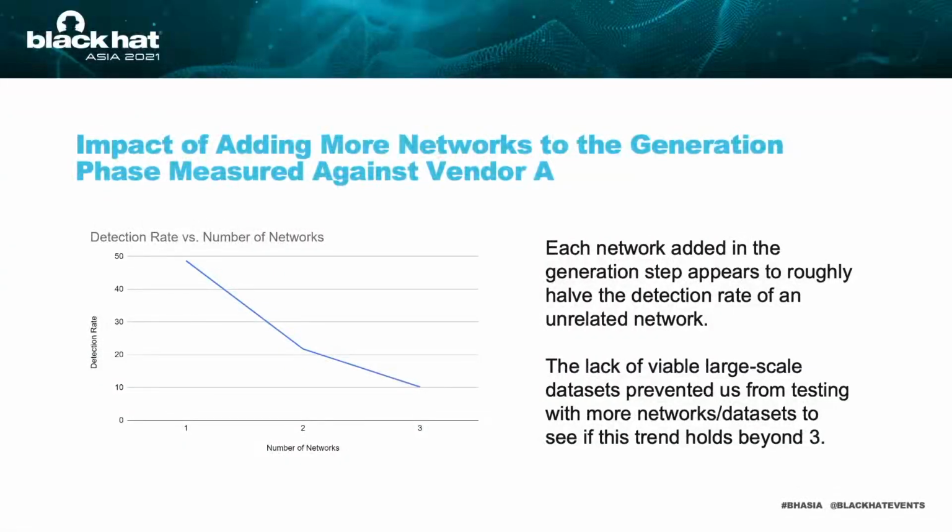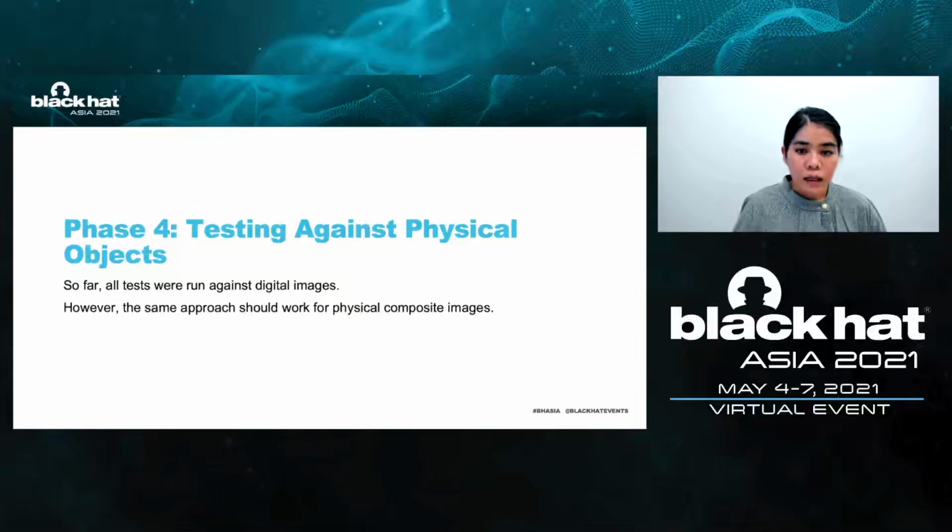So here I will give you the impact of adding more networks while we generate the adversarial images, and we tested it against vendor A. And so the figure is saying that whenever we put more networks while we generate the adversarial images, the detection rate is getting lower. So this is a good result for this theory. And we also tested against physical objects, and let me pass it to Paul.